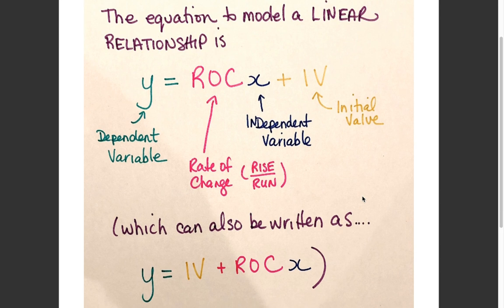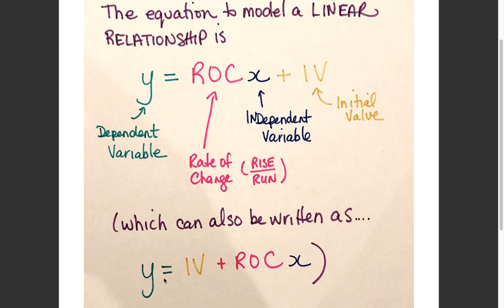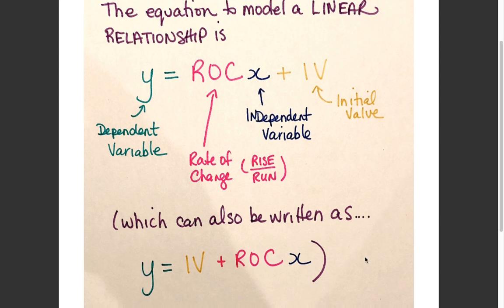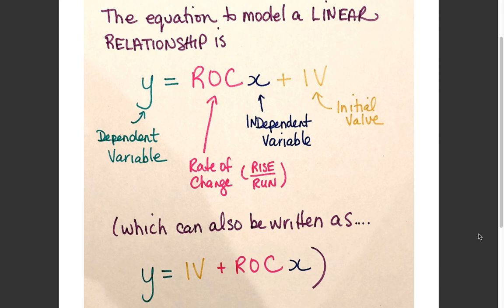And I just wanted to point out too, again, that you can write it either way. So you can write y is equal to the rate of change times x plus the initial value, or you can write it as y is equal to the initial value plus the rate of change times x. Okay, so this is the general equation for a linear relationship.